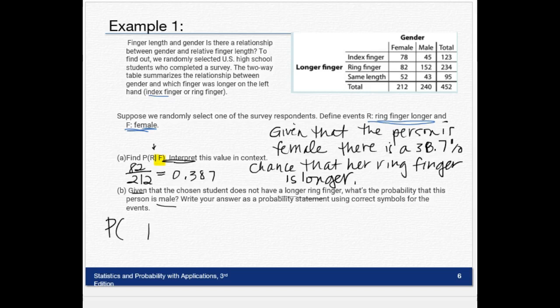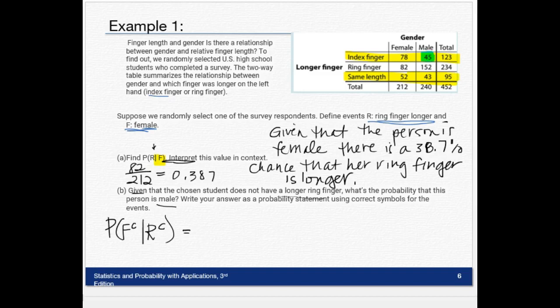The ring finger is not longer, so we put the complement. That's the given part. And what's the probability this person is male? So it's not female. Okay? So now think about this. If they're not female, or I'm looking at the ring finger is not longer part, right? So I'm going to use two parts right here. This and this. Okay? And they're not female, meaning they're male.